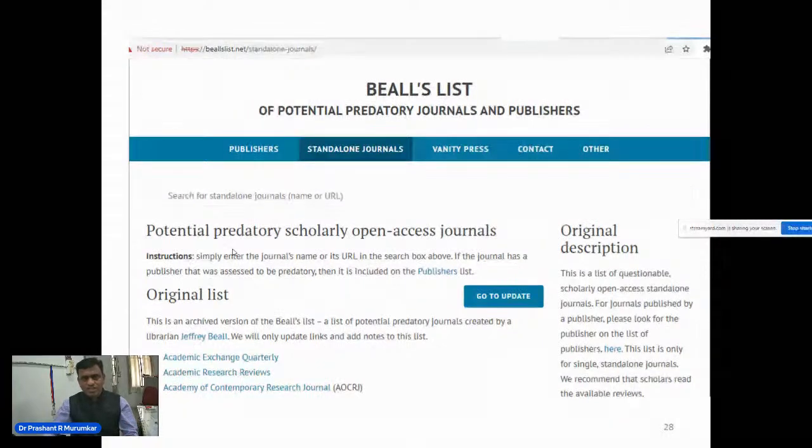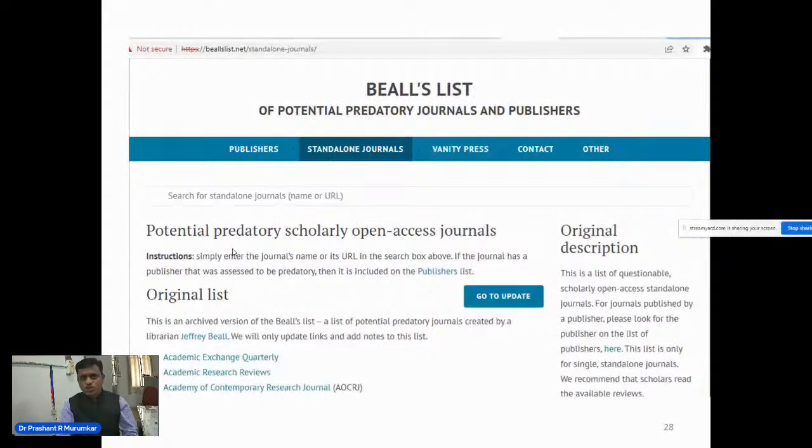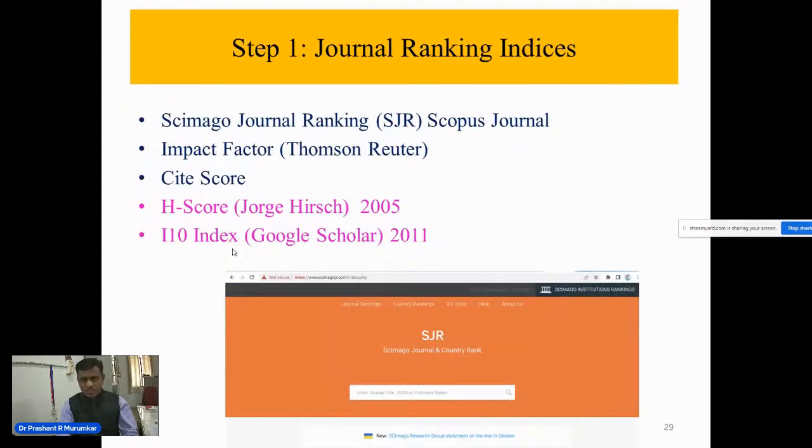So you can search here in Beall's list, bellaslist.net. You can just check, and you will find out whether the journal is there in the predatory list or not. You can easily identify. So what you should consider? You should consider journal ranking indices. SJR is there, which is given by the SCImago journal ranking, based on Scopus. Then Thomson Reuters actually gives the impact factor. So you should know the highest impact factor, and you can cross verify by going to the Thomson Reuters website and finding out whether the journal has the claimed impact factor or not.